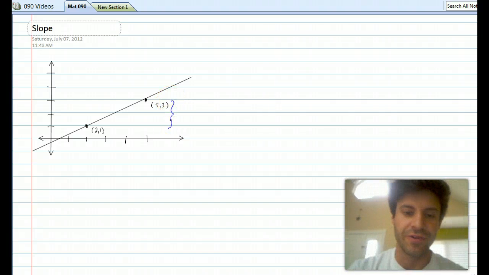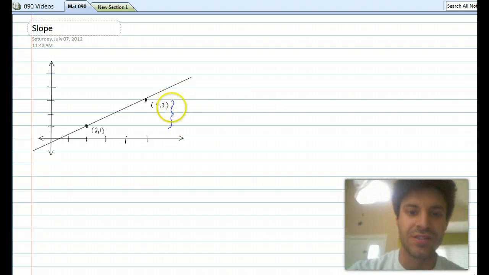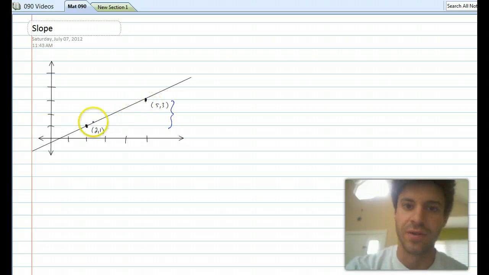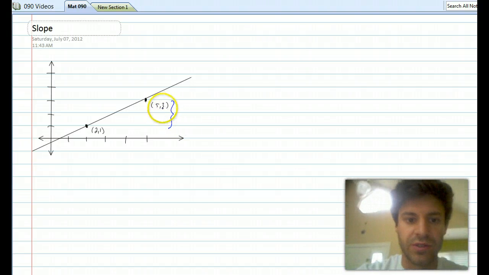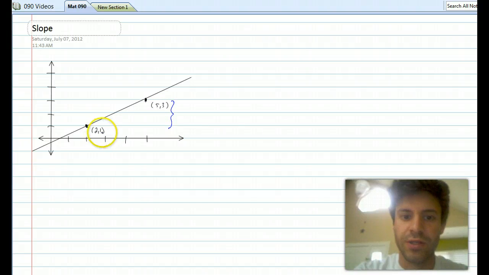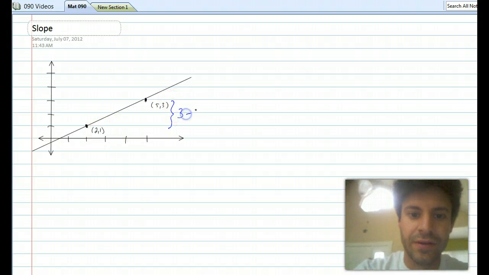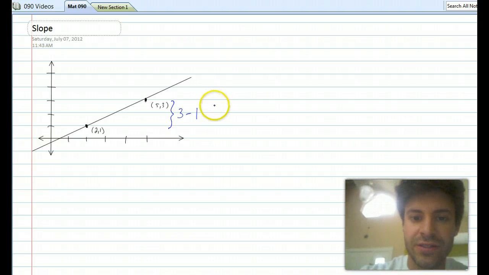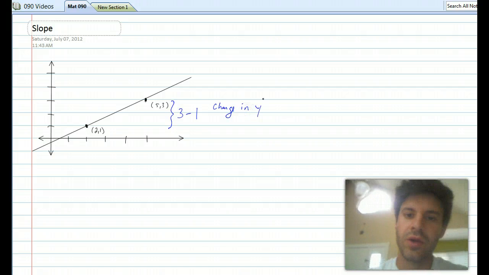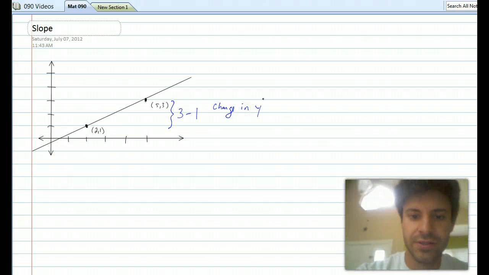What we did is we first found the distance between the 2 points on our line in the y direction, or the change in y as we call it. And in this case, our y value of this point is 3 and the y value of the other point is 1. So to find that distance, we just take 3 minus 1. And we call this the change in y. And we can also call this the rise.